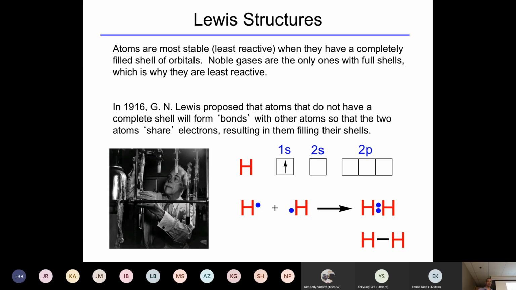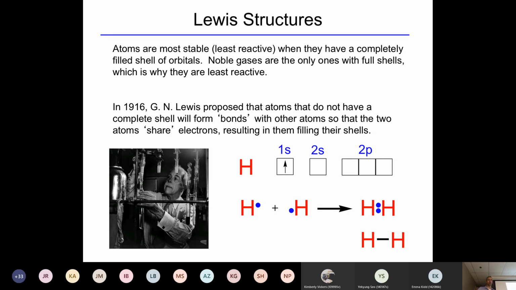So Lewis theory: Lewis, back in 1916, proposed that atoms that don't have a full shell already, which is basically everything except the noble gases, will share pairs of electrons with other elements so that all the elements in the molecule will have a full outer shell. This is the idea of a covalent bond.